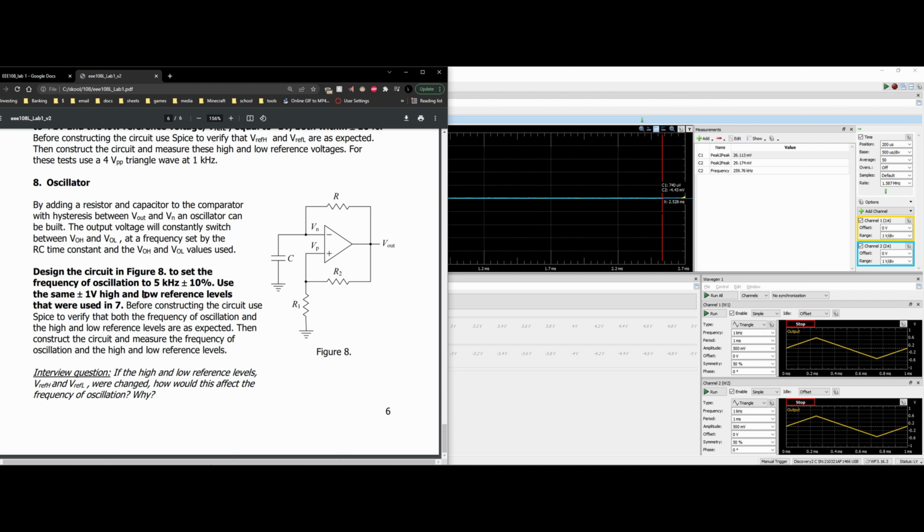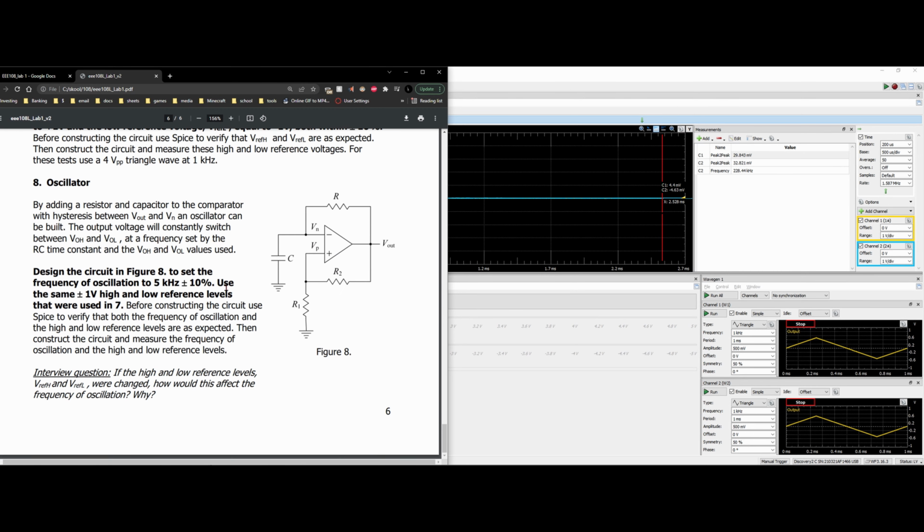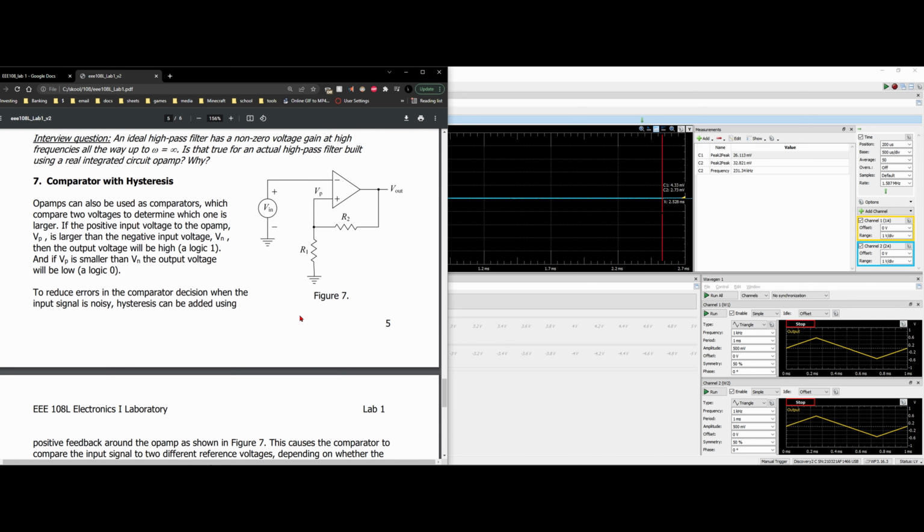So we're going to design this circuit in figure 8. We're going to set the frequency of our oscillations to be 5 kilohertz, and then we're going to use the same 1 volt high and low reference levels that we use in 7. So it's going to be very similar to what we've done here. The only difference is that for our Vn, we are now going to be adding a capacitor.